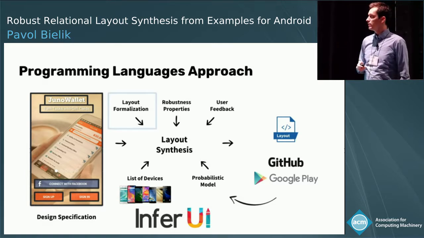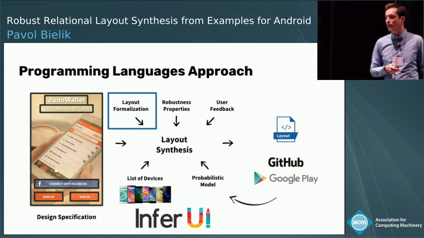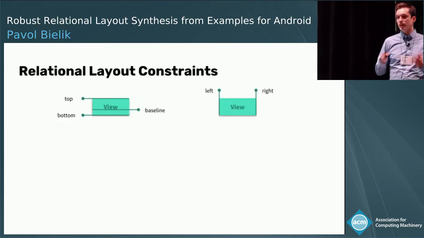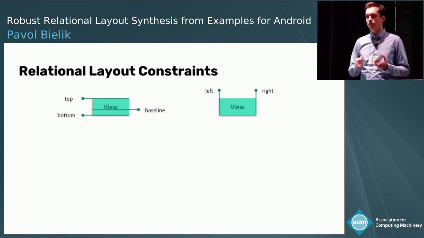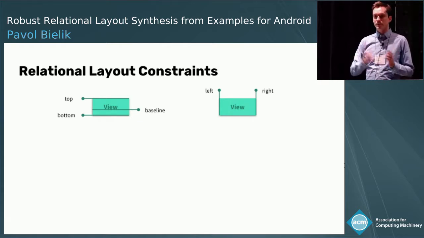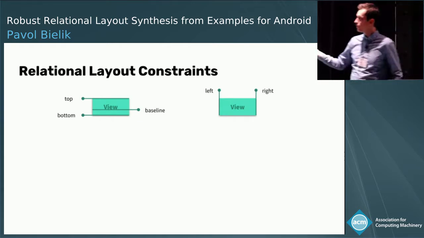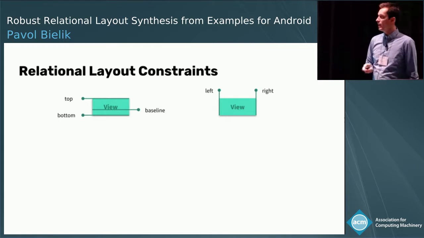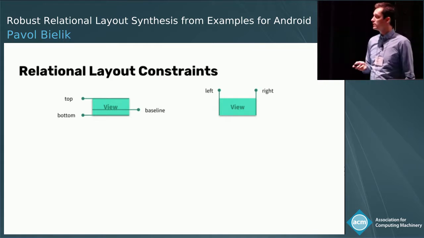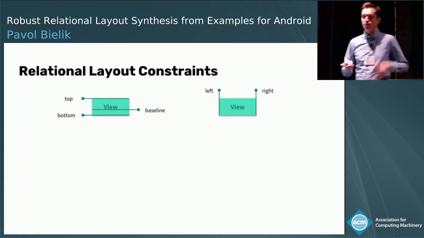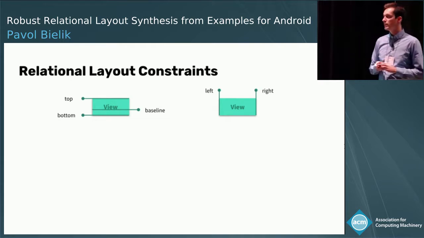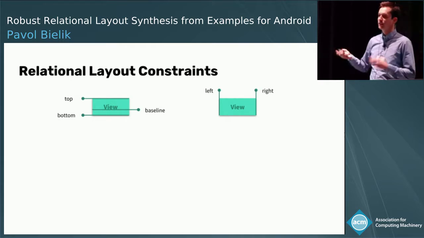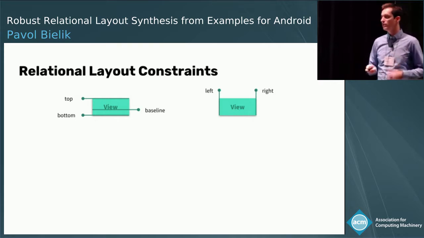And I will start with the formalization of the layouts. So in Android, you can think of a view as having sort of 5 different points that describe the view, and these are the top, bottom, left, and right edges, and the line on which the text sits. And if you have these points, you can try to position views relative to each other, and this is what the relative layout here stands for, that to position views, we relate them to each other.